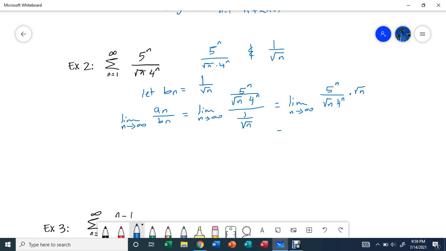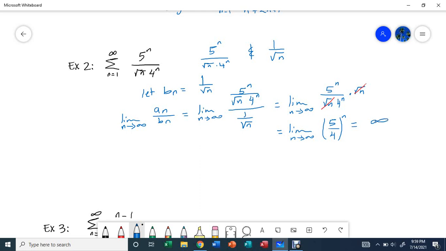So now I can cancel the square root of n; the square root of n will cancel each other. So I end up with the limit as n goes to infinity of 5 over 4, the whole thing to the n power, and that will be positive infinity.